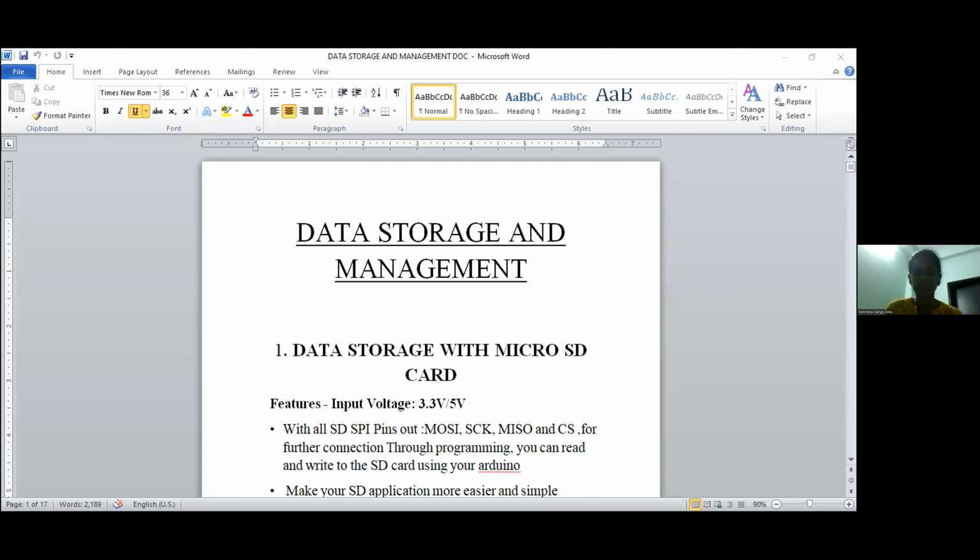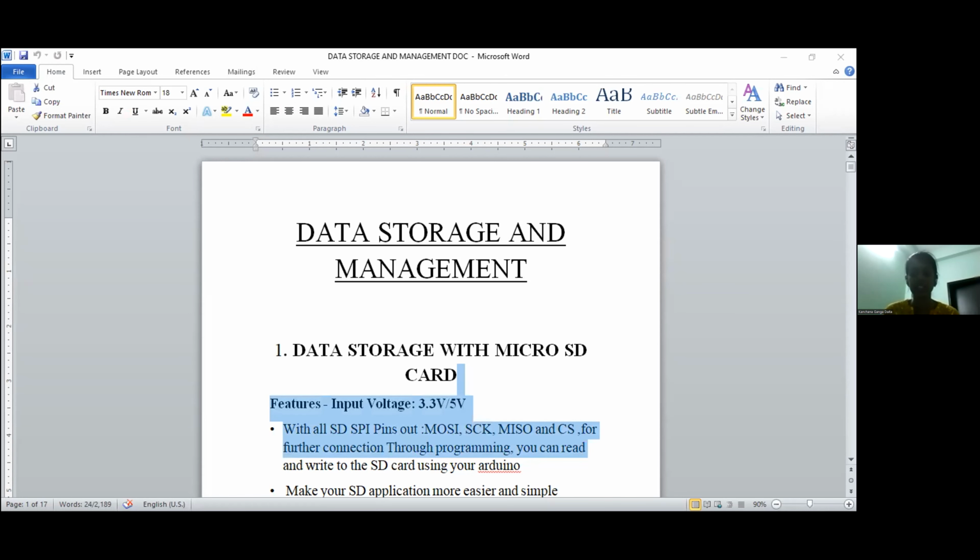So to proceed with the data storage with micro SD card, we'll go through the steps to follow to connect Arduino to our SD card, to connect that to our air quality monitor, to transfer the data, and also to get the data into our management system. Firstly, the prescribed input voltage is 3.3 to 5 volts. Also, there are some prescribed pins.